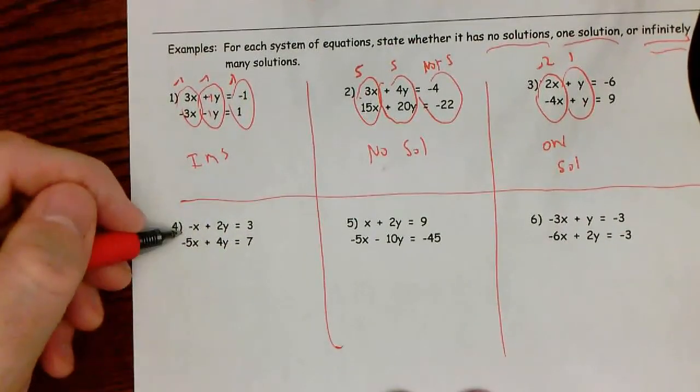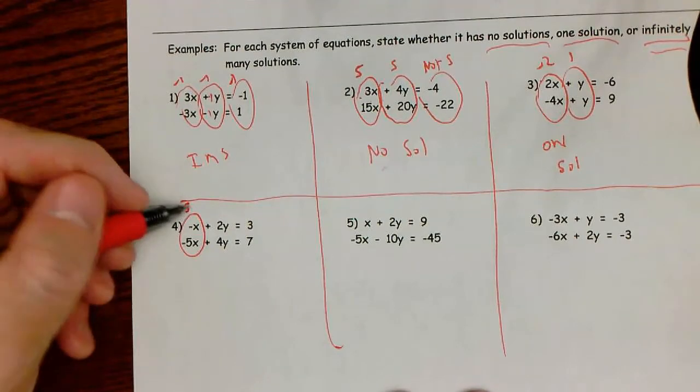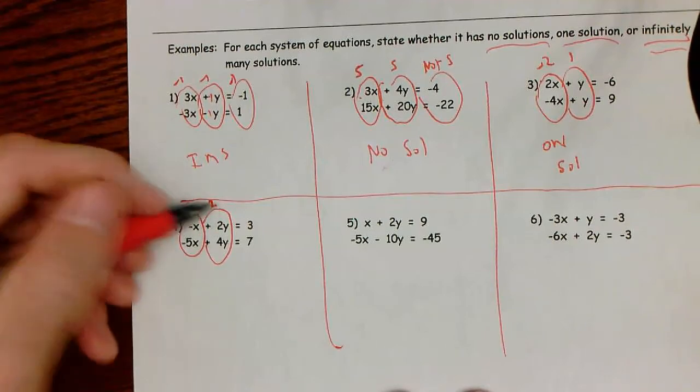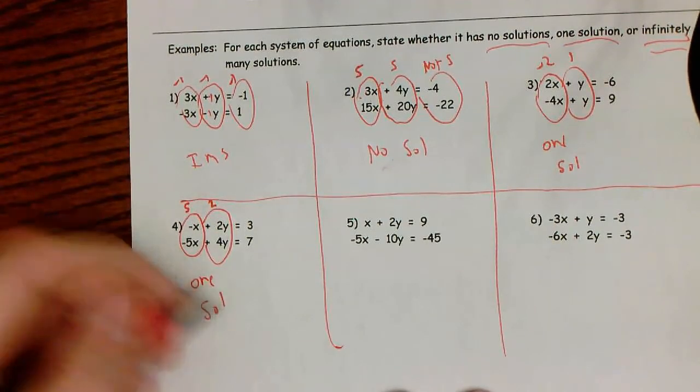Number 4. What are we multiplying by here? -1 times what is -5? Well, that's 5. 2 times what is 4? That's 2. Oh, the variables are different. That is also one solution.